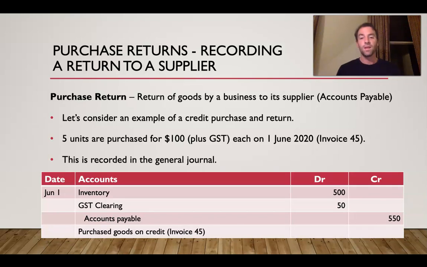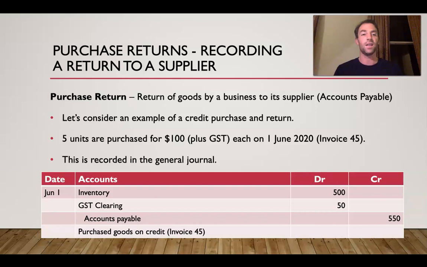Inventory has gone up because we have bought inventory. Inventory is an asset. Assets going up is a debit. We have also paid GST. We have paid $10 of GST for each unit because $100 plus GST, 100 times 10% equals $10. 5 units, 5 times $10, $50.